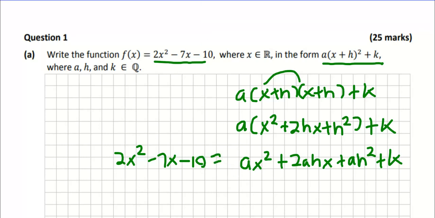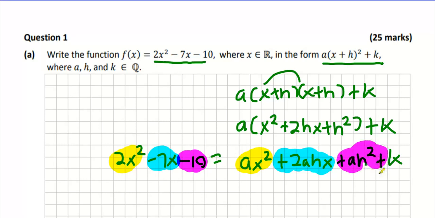What can I say now? a is the same as 2. I can say that minus 7x is the same as 2ahx. And finally, I can say that minus 10 is actually the same as ah squared plus k. That's easy money, isn't it?